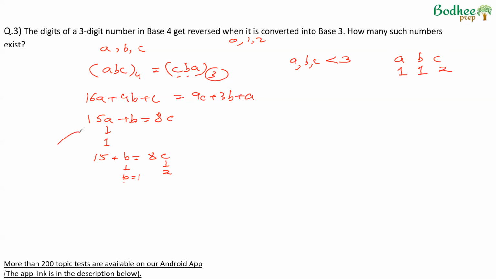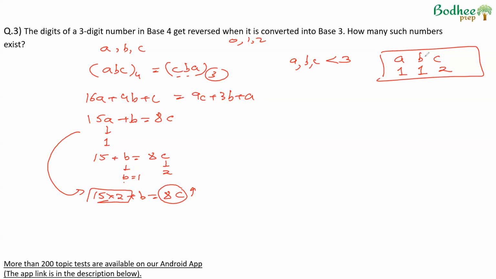Next, if we put A as 2, 30 plus B is equal to 8C. Now the maximum value that C could have taken was 2. So the maximum that this can be is 16, it cannot reach 30. So there is no solution possible for A as 2 and there are no other values that A can take. The only value possible for ABC is 1, 1, 2. So how many such numbers exist?